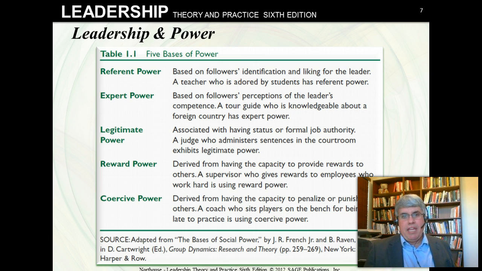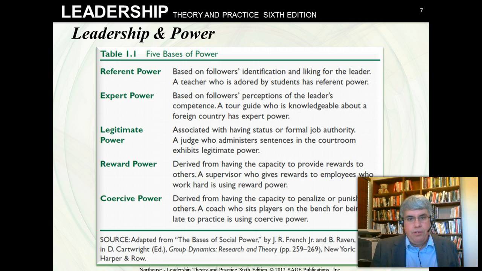Now, this table explains the 5 French and Raven's bases of power. First of all, there's referent power. And referent power is basically relationship power. Sometimes people like you and they just really want to please you. They want to be close to you. They want to have a good relationship with you. They value your friendship. They value your person, your character. And if you have that type of power, that's called referent power.